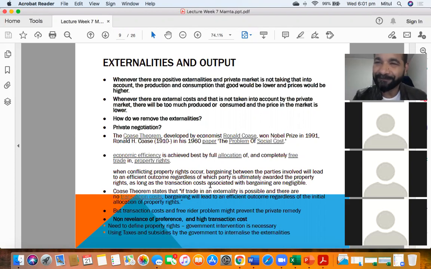Let me give you an example. There is an orange orchard in a location. A person has a big orange orchard. Next to his land, another person has a farm of honeybees.